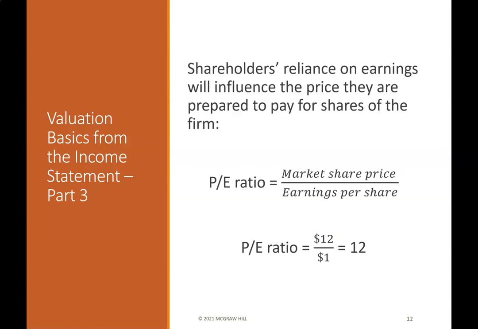Valuation basics from the income statement, Part 3. Shareholders' reliance on earnings will influence the price they are prepared to pay for shares of the firm. The PE ratio, or price to earnings ratio, equals the market share price divided by the earnings per share. So you would do $12 divided by $1, which would equal 12.